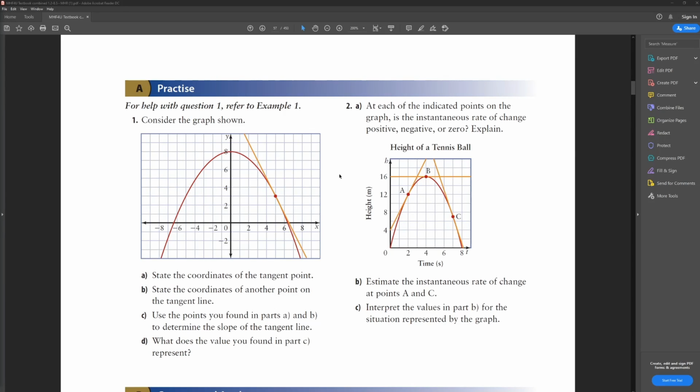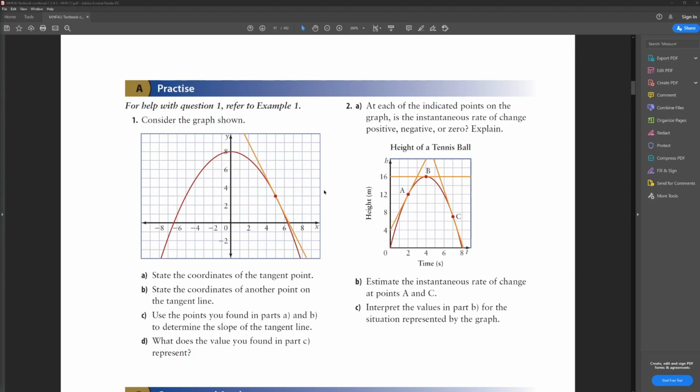Now it's asking us to interpret the values from part B for the situation presented in the graph. Well, what we have is actually the height in meters and the time, which would actually represent the velocity of the tennis ball at that particular instant.